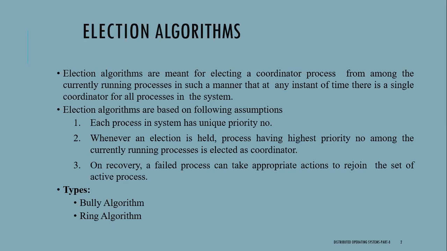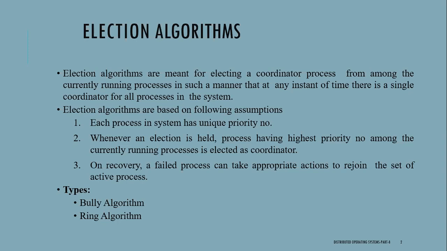Election algorithms are based on the following assumptions. Number one, each process in the system has a unique priority number. Number two, whenever an election is held, the process having the highest priority number among the currently running processes is elected as coordinator. Number three, on recovery, a failed process can take appropriate actions to rejoin the set of active processes.